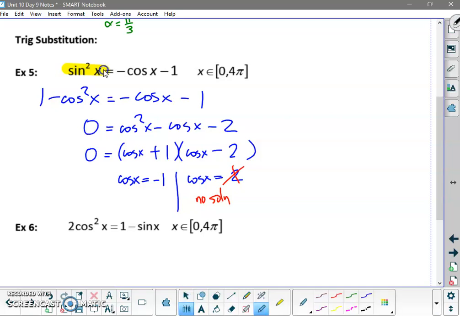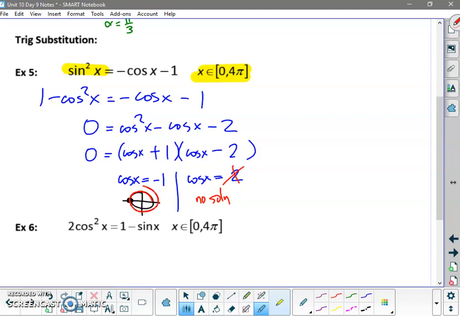Over here, cosine x is negative 1. Well, I'm thinking unit circle. Cosine is the x value. Where is the x value negative 1? Right there. So now I need to consider my domain. It says 0 to 4 pi. So here's what I'm doing.